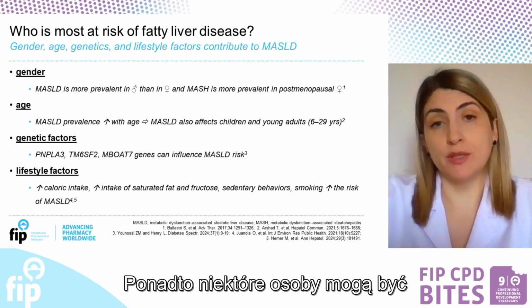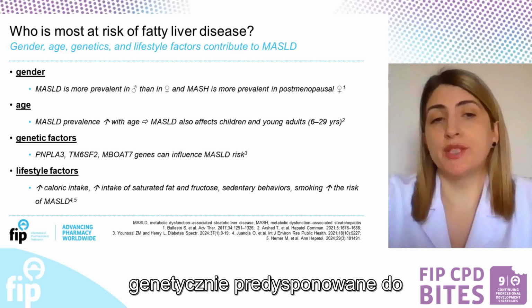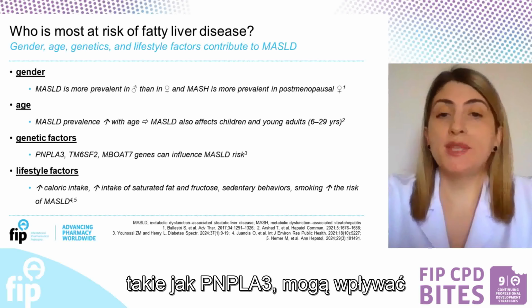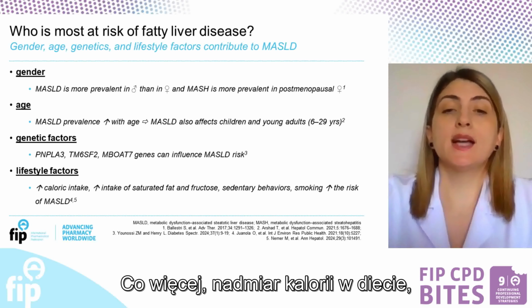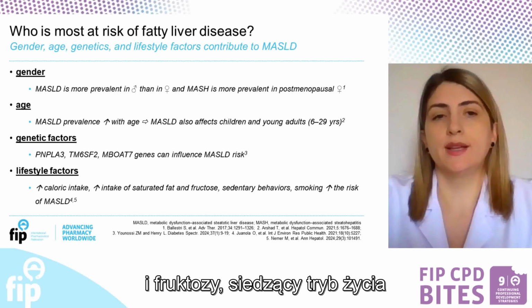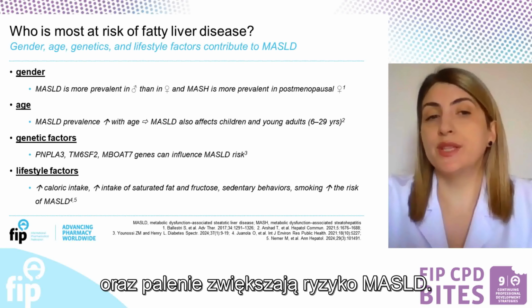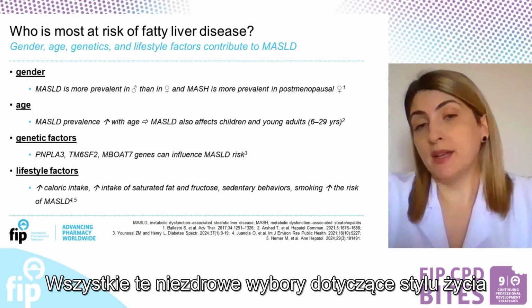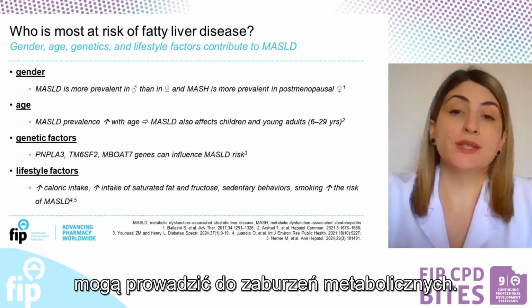Likewise, some individuals may be genetically predisposed to developing MASLD, as several genes such as the PNPLA3 gene can influence the risk of MASLD. Furthermore, excess caloric intake, excess saturated fat and fructose intake, sedentary behaviors, and smoking increase the risk for MASLD. All these unhealthy lifestyle choices can further lead to metabolic abnormalities.